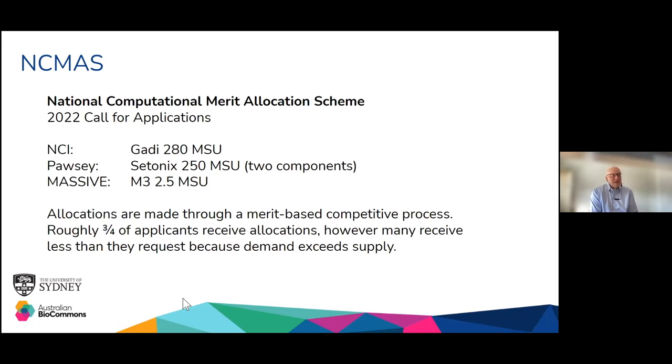The Pawsey offering is interesting in that it'll be rolled out in two parts, because the Setonix system will be basically under construction through part of the calendar year 2022. That's a very interesting development in terms of NCMAS, where things have been very traditional, if you like. Also on offer is time at Massive on M3, 2.5 million service units. The offering at Massive looks small, but M3 is a system with very specialized uses, with a GPU focus, built basically for interactive data visualization.